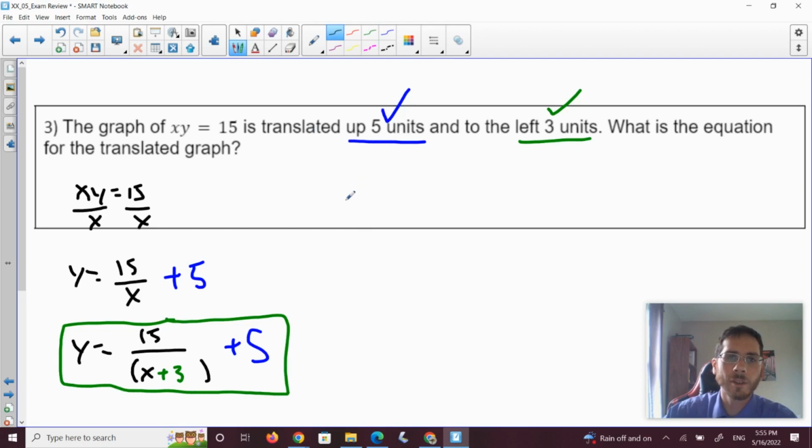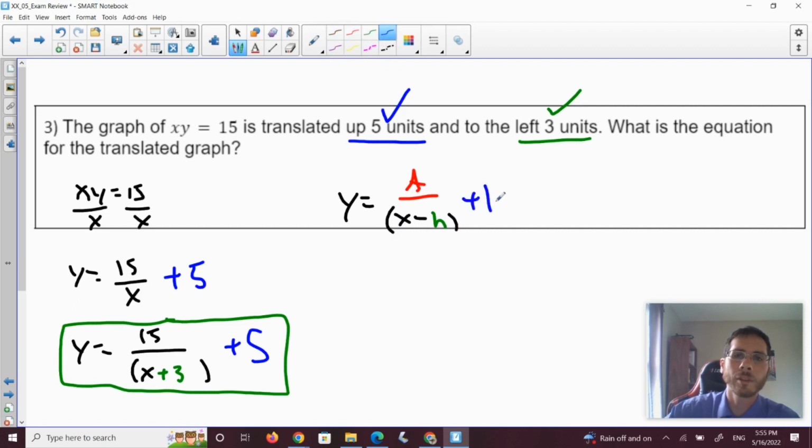So we can see it follows the pattern of y equals a over x minus h plus k. So it follows that same idea. In this case, we started with 15. So even though it doesn't say vertical stretch of 15, that 15 is there at the very beginning. So that's why that 15 is still going to be there. So that's it for 3.